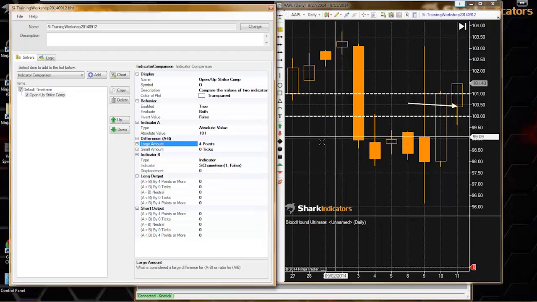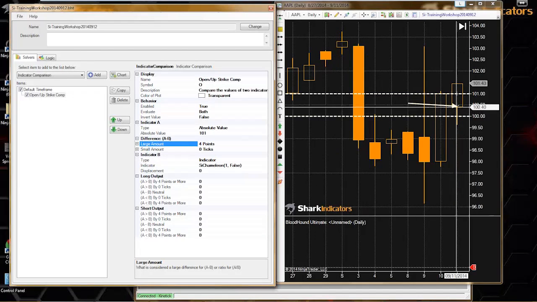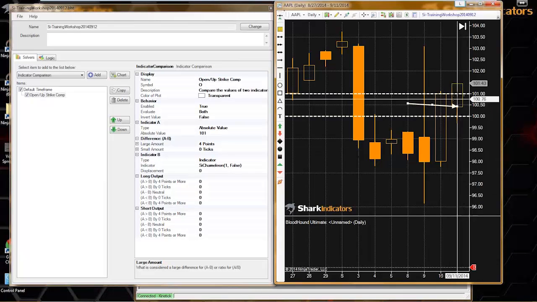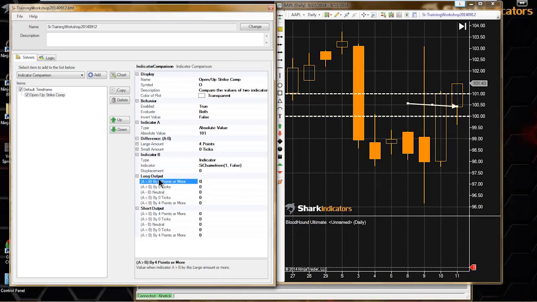What I'm going to be looking for is that the further away the opening price is, the smaller the BloodHound output. I want the output to be less and less the further away the opening price gets from the strike price. I'll show you here in just a moment. Remember, A represents our strike price, which is 101. So if A is greater than B, and indicator B represents the opening price, we're going to get a long output here, like so.